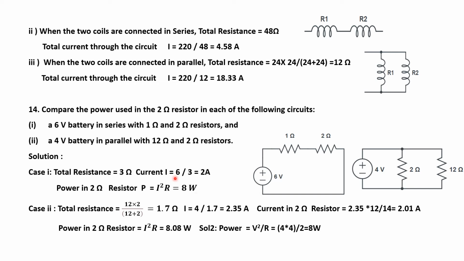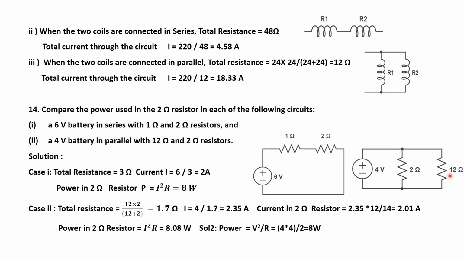Now let us come to the second case, that is the second circuit. A 4 volt battery is connected in parallel with 12 ohms and 2 ohms resistor. So this is our circuit. A 4 volt voltage source is connected across 2 ohms and 12 ohms resistors.